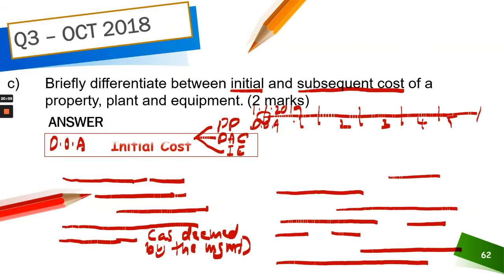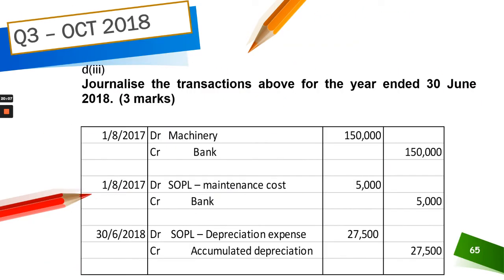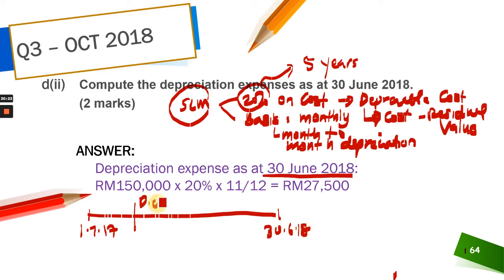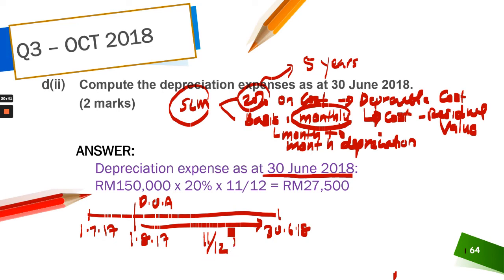So from 1st of August 2017, let me put that here for you, the timeline. The year end is supposedly 1st of July 17 and ends 30th of June 18. However, you purchase your asset, your date of acquisition is 1st of August 17. From 1st of August until 30th of June, there is 11 months. So according to the monthly basis, this must be provided based on month of ownership.